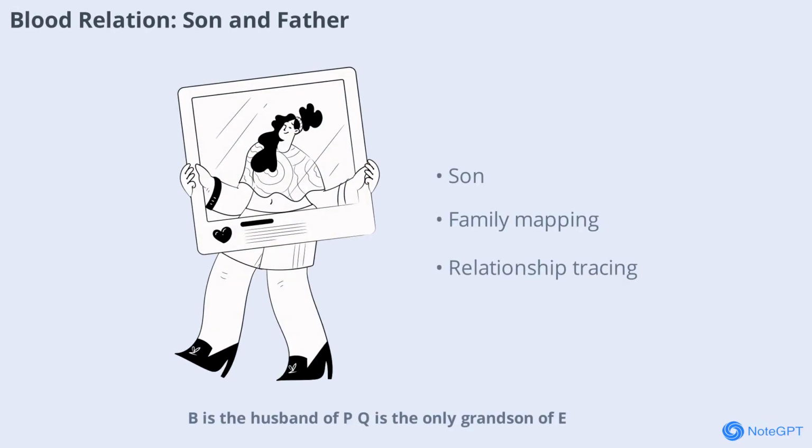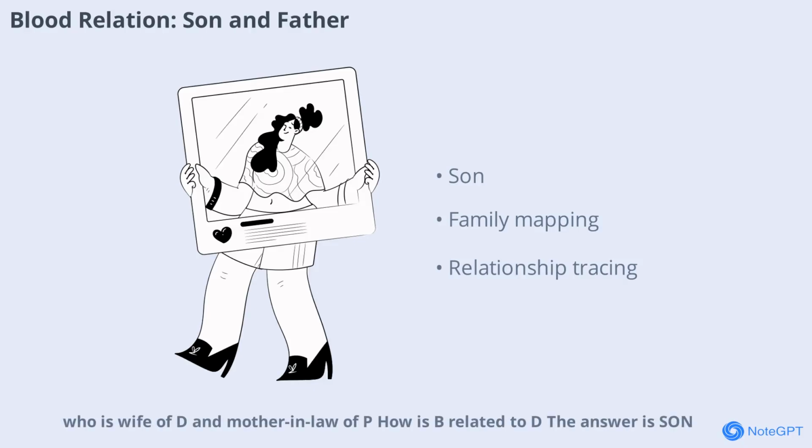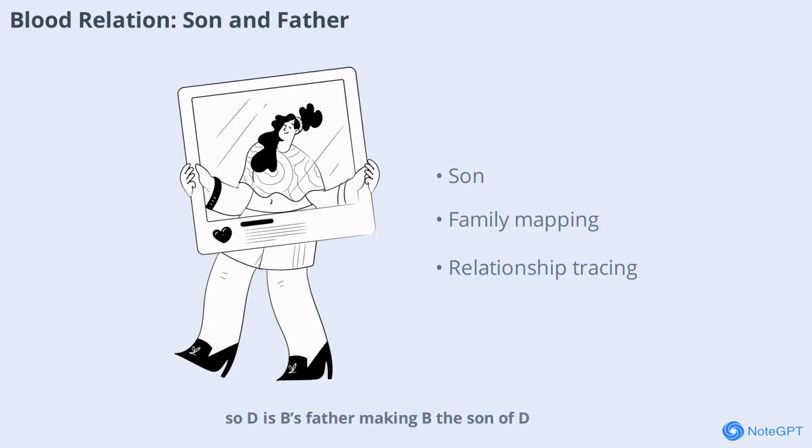B is the husband of P. Q is the only grandson of E, who is the wife of D and mother-in-law of P. How is B related to D? The answer is son. E is the mother-in-law of P and P is B's wife, so E is B's mother. E is D's wife, so D is B's father, making B the son of D.